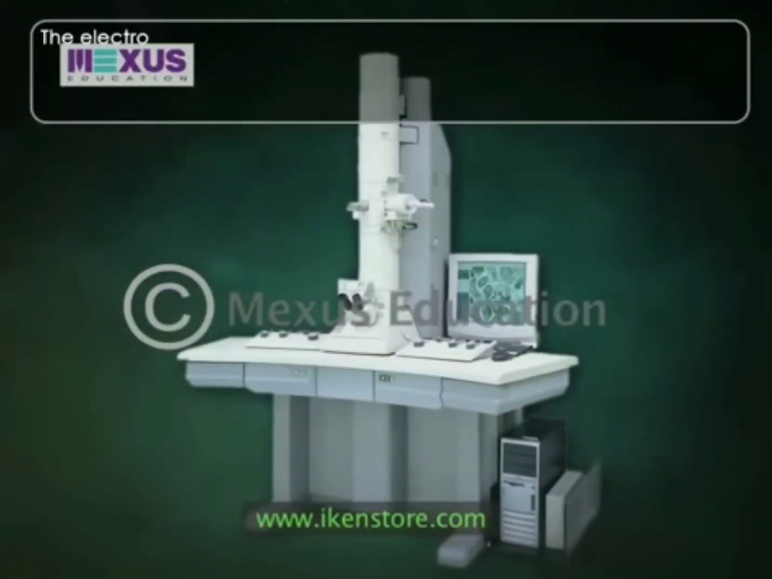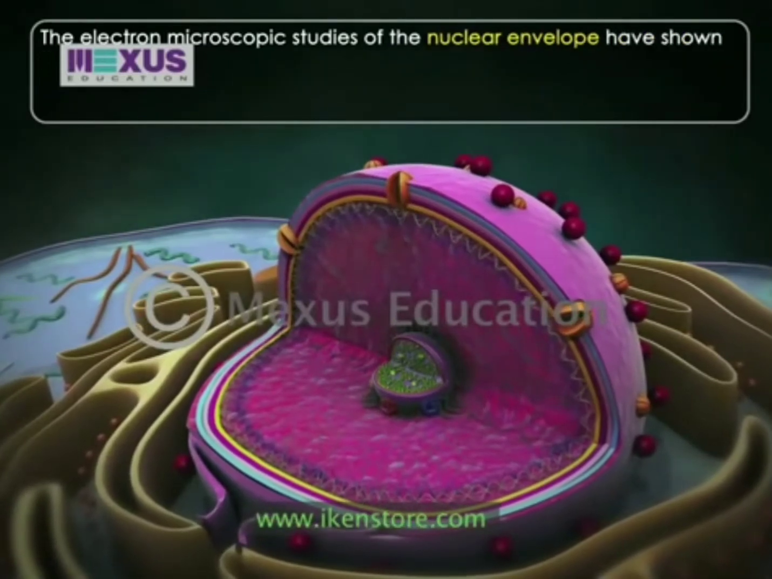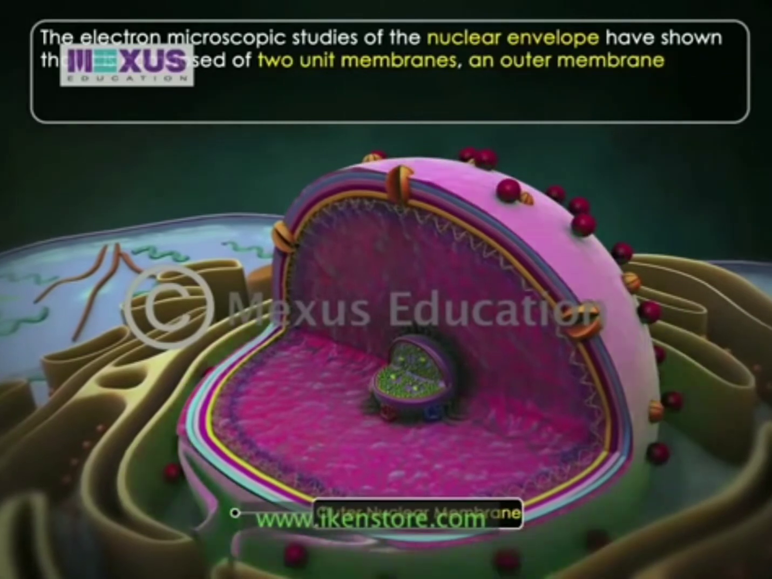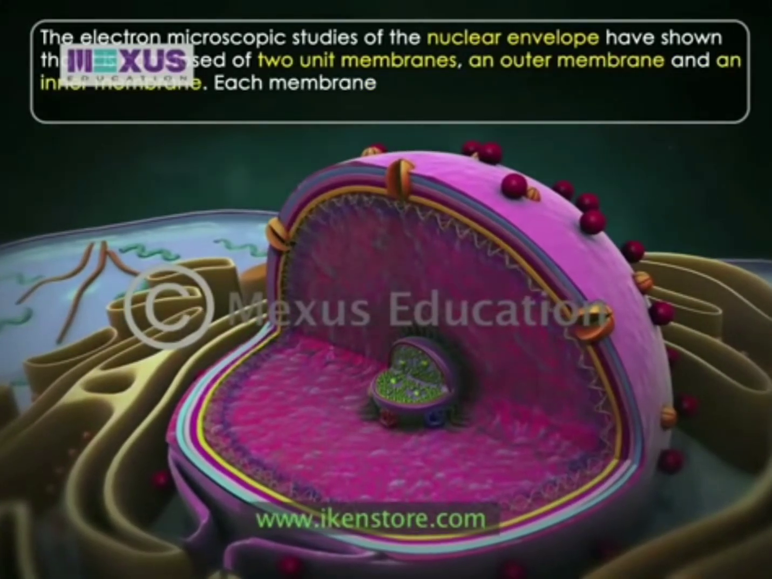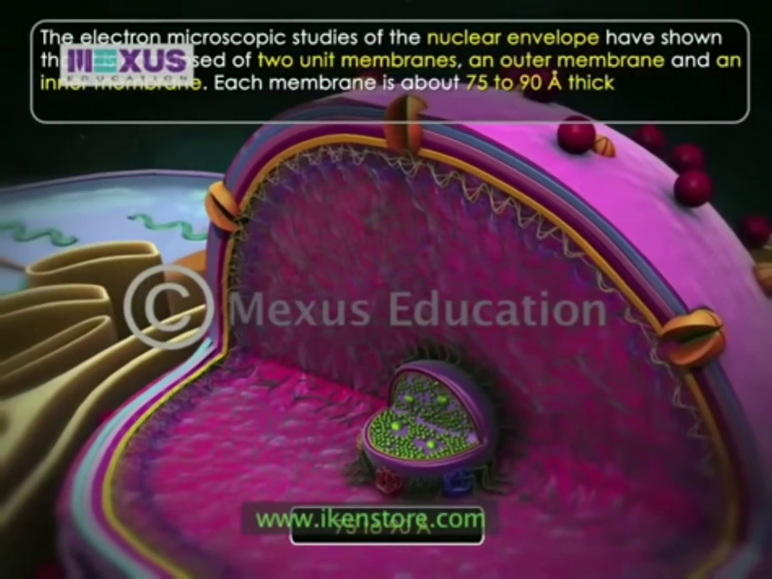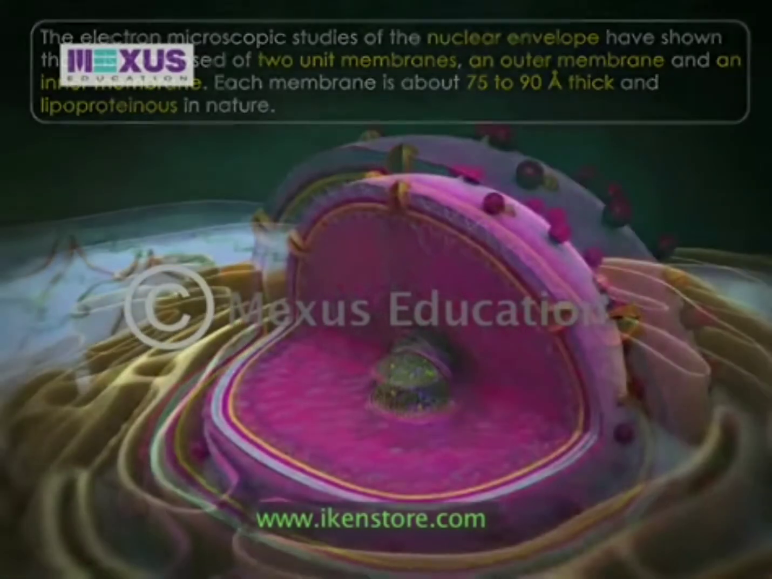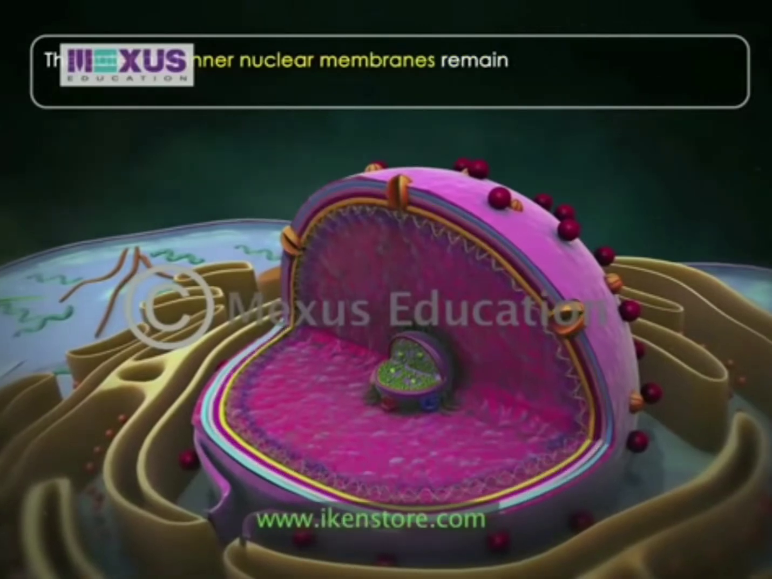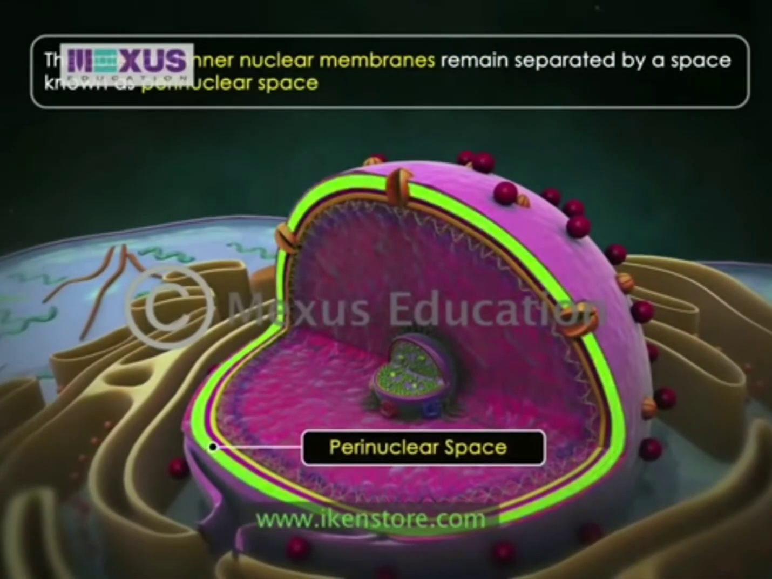Electron microscopic studies of the nuclear envelope have shown that it is composed of two unit membranes, an outer membrane and an inner membrane. Each membrane is about 75 to 90 angstroms thick and lipoproteinous in nature. The outer and inner nuclear membranes remain separated by a space known as perinuclear space.